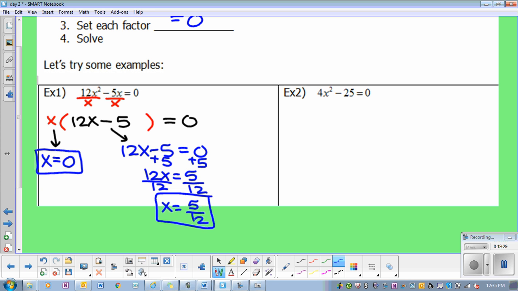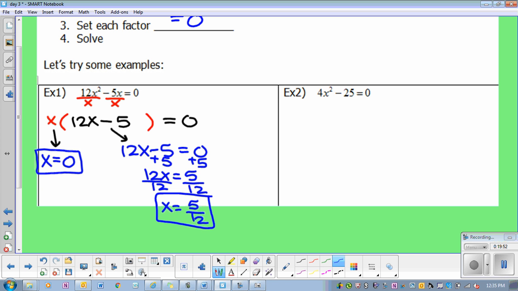All right. Here's the thing though, guys. You should have the same number of solutions as your biggest exponent. In example 1, what is your biggest exponent? 2. Okay, that means I should have 2 answers. Perfect, right?